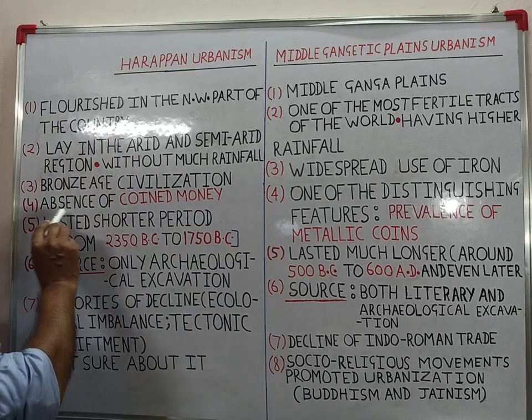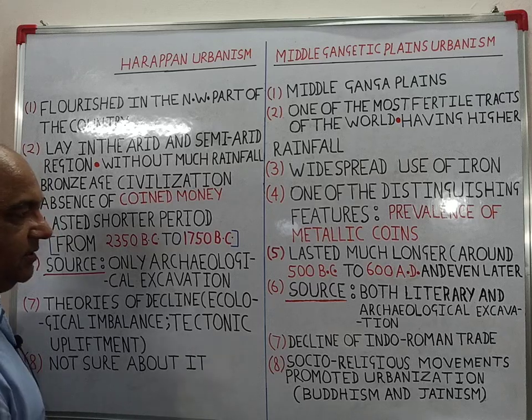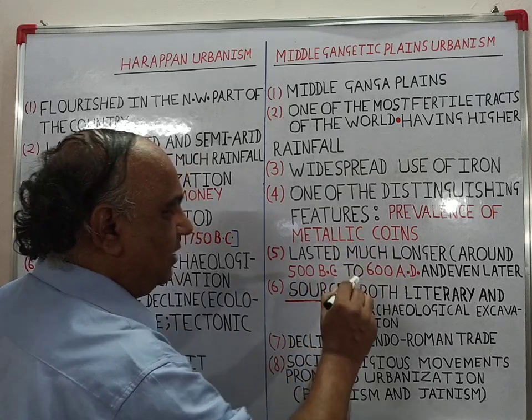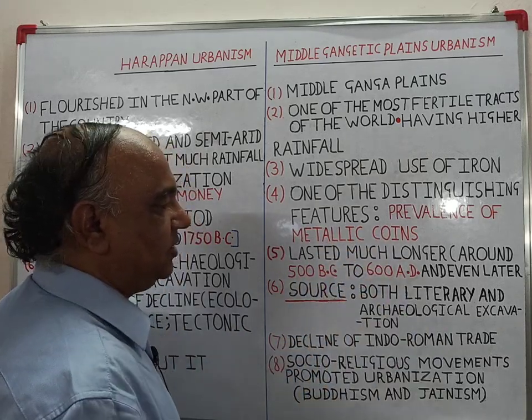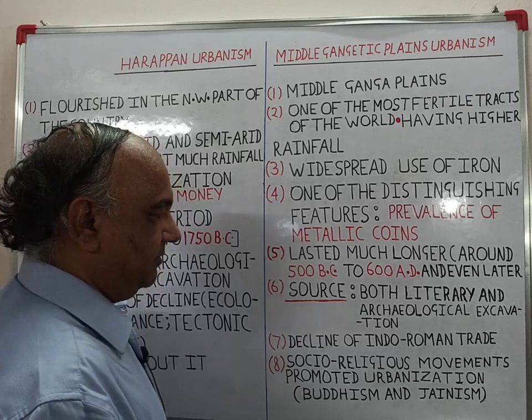There is a complete absence of coined money in the first phase, but the prevalence of metallic coins is one of the distinguishing features of the second phase of urbanism in India.